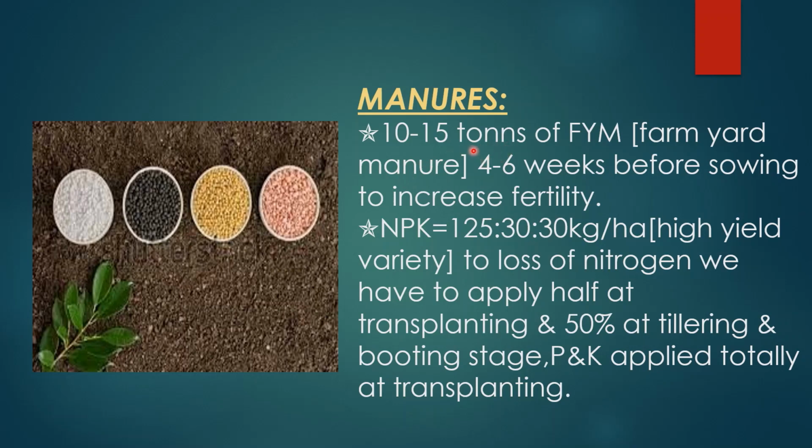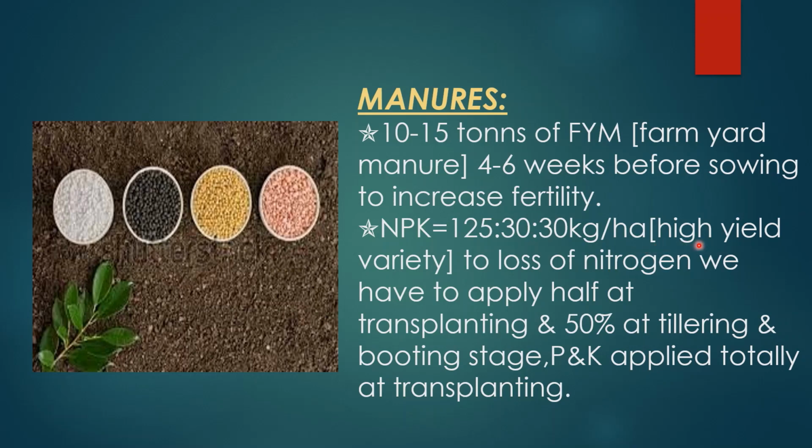We have to apply this organic manure 4 to 6 weeks before sowing to increase the soil fertility. We apply it 4 to 6 weeks before because it requires more time to decompose in the soil. NPK is a chemical fertilizer. It requires 125 kgs N, 30 kgs P and 30 kgs K, potassium.